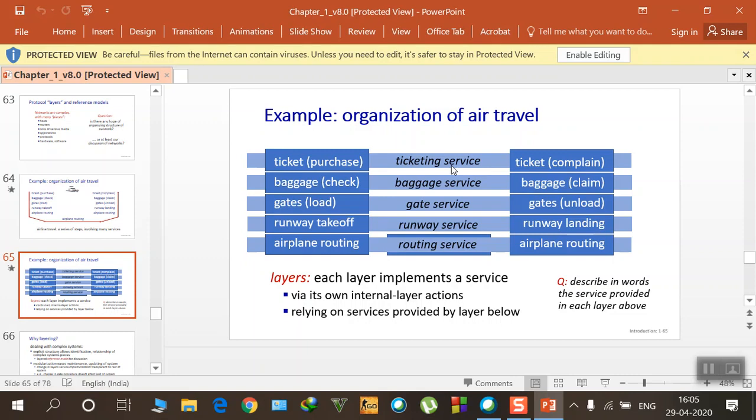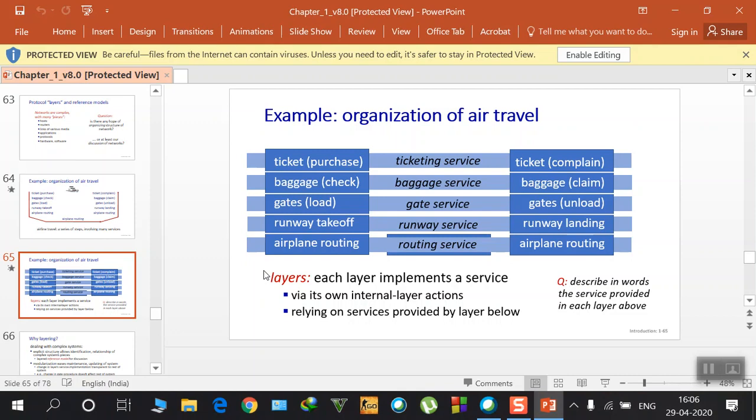Each layer, whether it's ticketing, whether it's gate, whether it's routing, provides its service. And why do we have this layered architecture? A layered architecture would allow us to discuss a well-defined, specific part of a large complex system. You have divided your travel from Delhi to Srinagar into pieces. Why? To understand it in a better way. And this is what we know as layering.